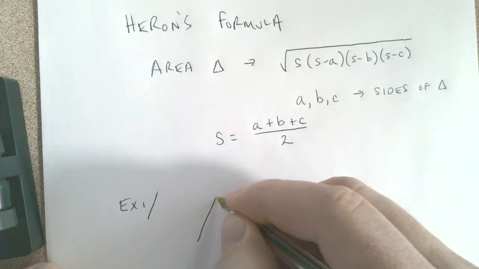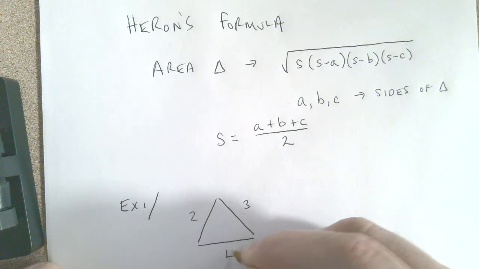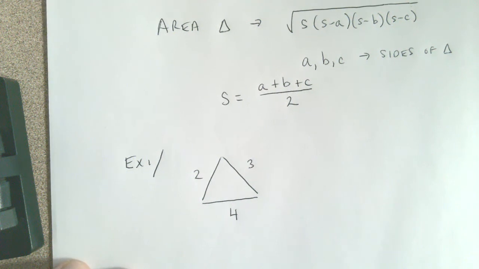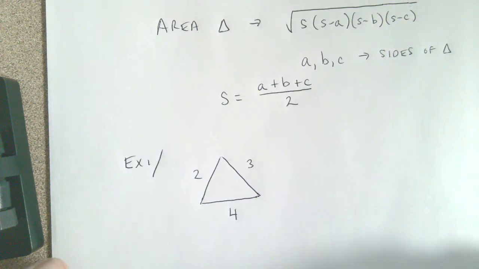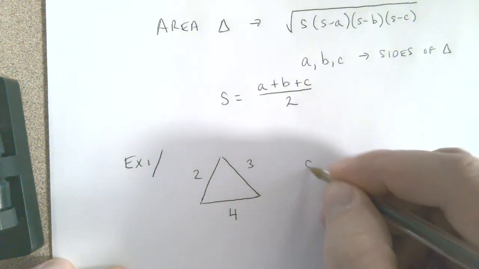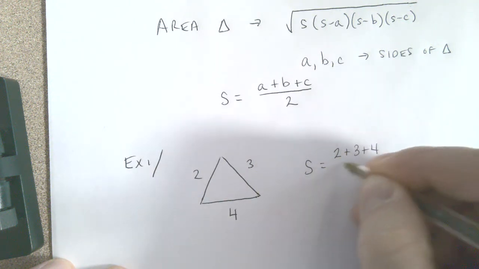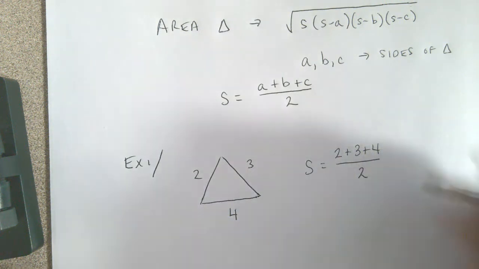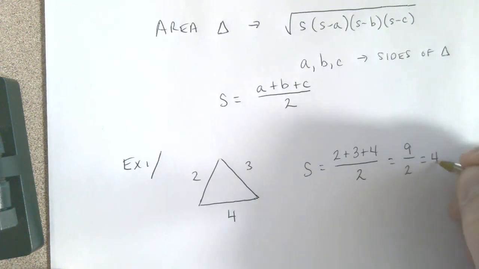Let's say we've got an oblique triangle whose sides are 2, 3, and 4. The first thing we're going to do is take the three sides and find the S value, which is 2 plus 3 plus 4, all divided by 2. So 2 plus 3 plus 4 gives me 9. 9 over 2 tells me that S is 4.5.